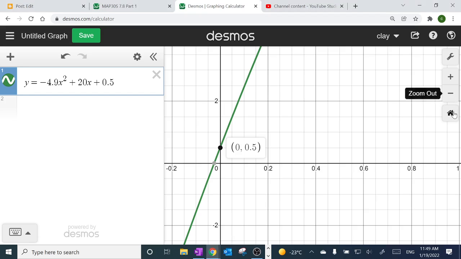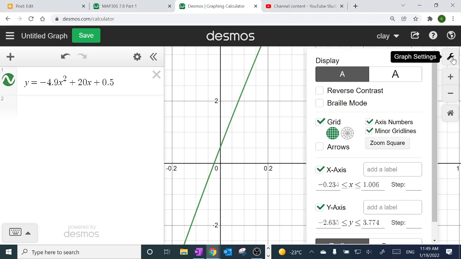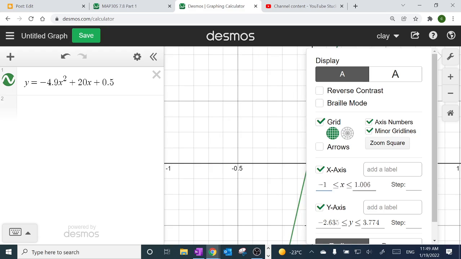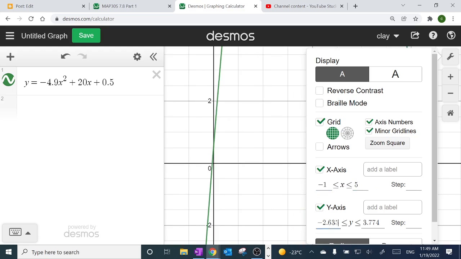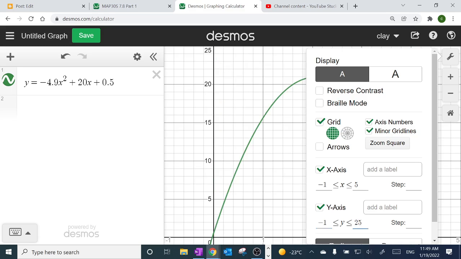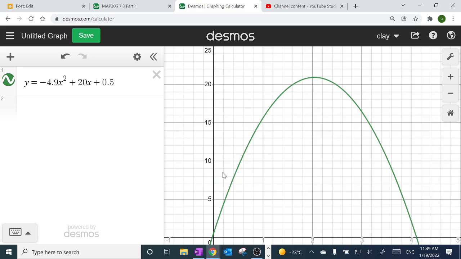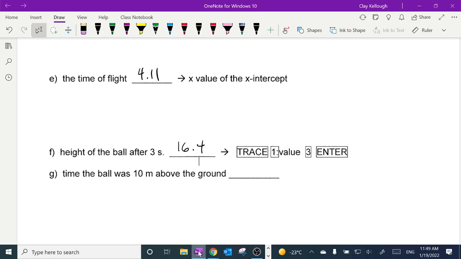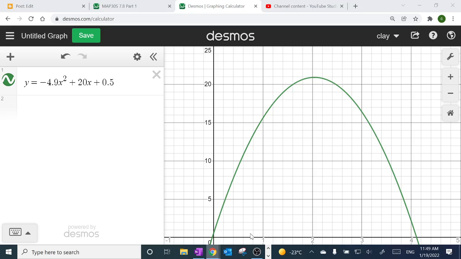Let me go back to what I had before again. What did I have before? I had -1, and what did we say before? 5, and we had -1, and I think we said 25, right? There we go. Okay, so what am I looking for again? Oh yeah, the height of the ball after 3 seconds. So how do I find the height of the ball after 3 seconds?